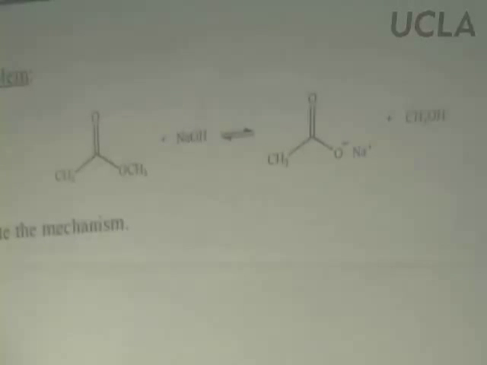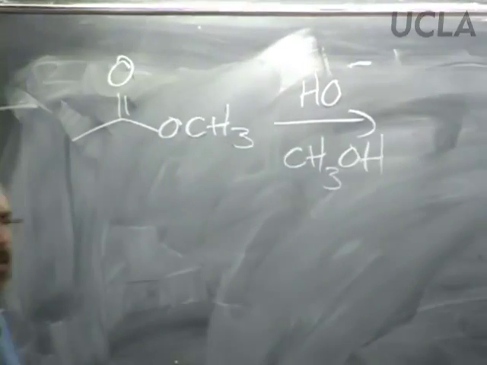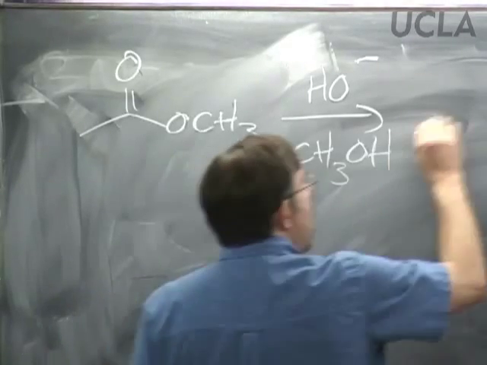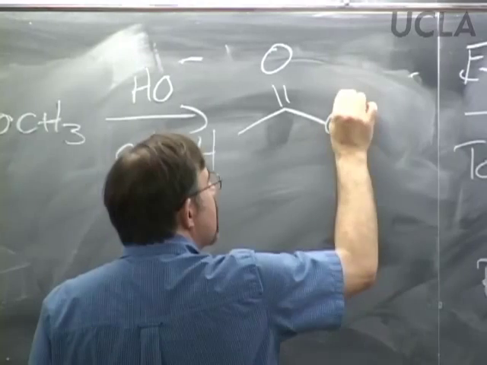So let's do that. First let's do the mechanism. We have an ester, we have hydroxide, and we have methanol. I won't include the Na because, as we've seen many times up to this point, metal cations, for the most part, don't participate in a meaningful way. So the product is a carboxylate.